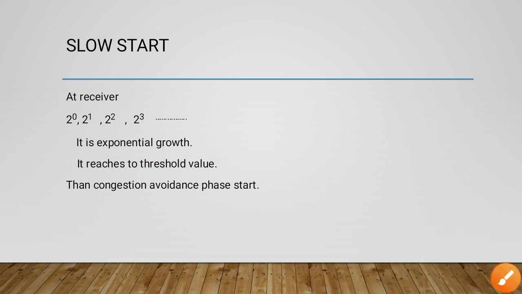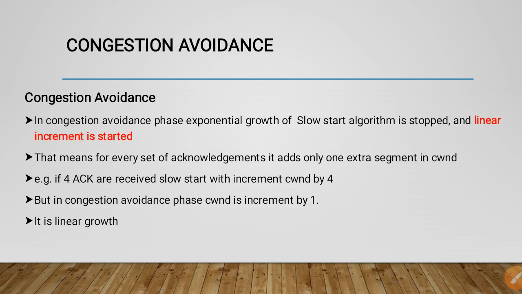When it reaches the maximum threshold level, meaning maximum capacity, after which the receiver will not respond to the same received data with an acknowledgement to the sender, that is called the threshold level. And after that, the congestion avoidance phase will start. What is congestion avoidance?